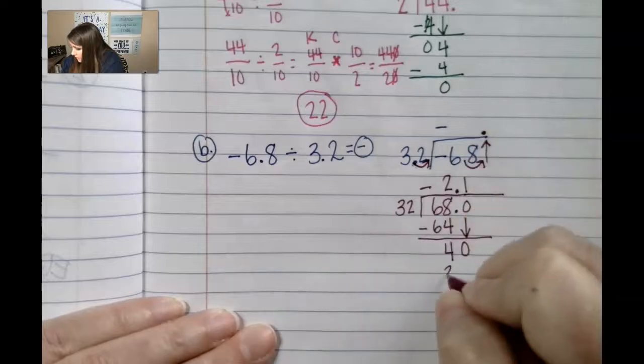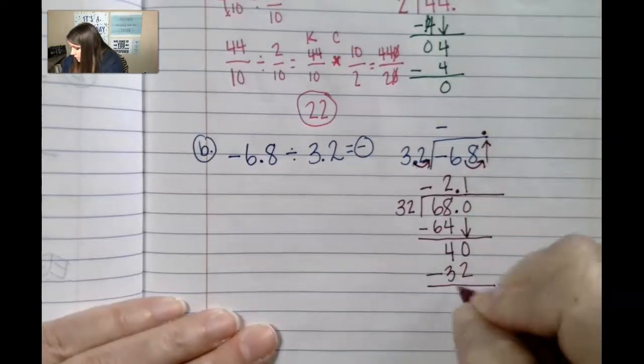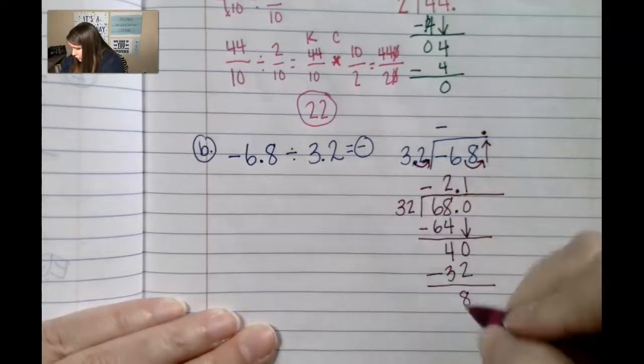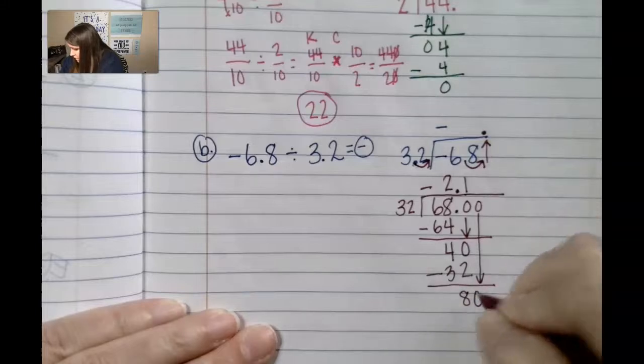So that gives me 32. Now I'm just going to keep subtracting. So 40 minus 32 is 8. 32 cannot go into 8, but it can go into 80.